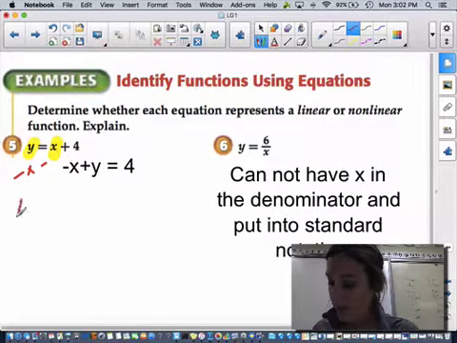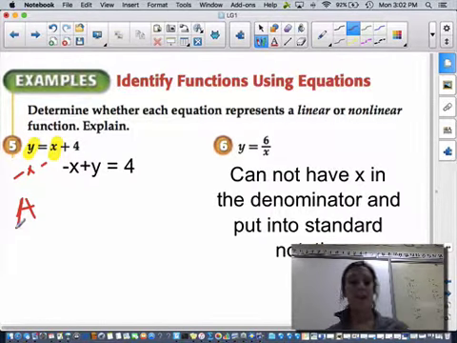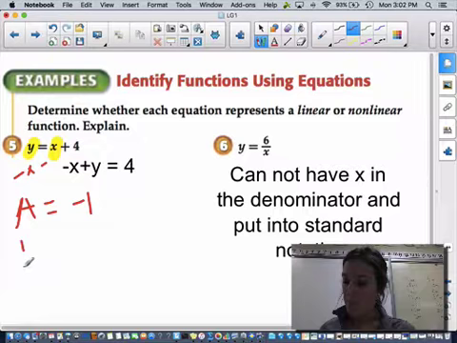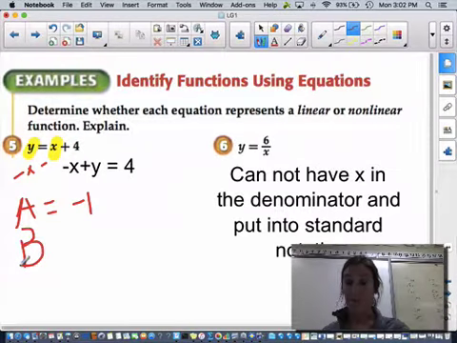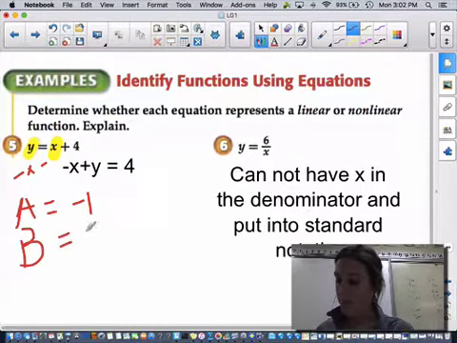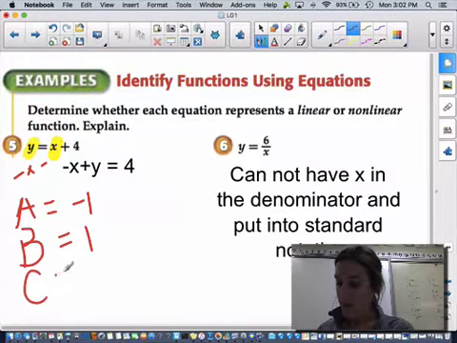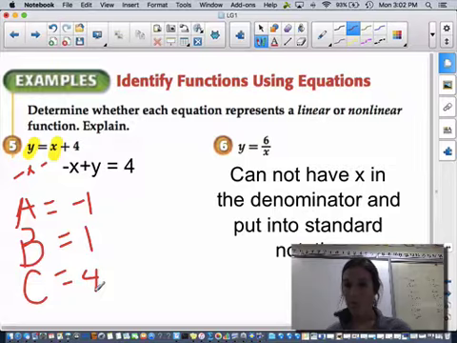If we identify our a, again, a is the value in front of x, because ax plus by equals c. My a value, the number in front of x, is negative 1, because it says negative. My b value is the number in front of y. It's a positive, so therefore it's a positive 1. Even though we don't see the number there, it's just understood that it's 1. And then my c value, because it equals 4, is 4.